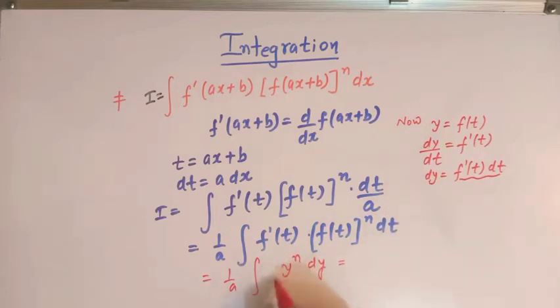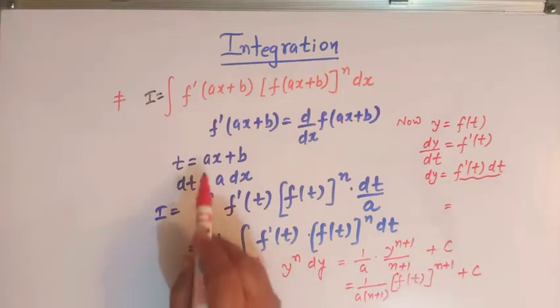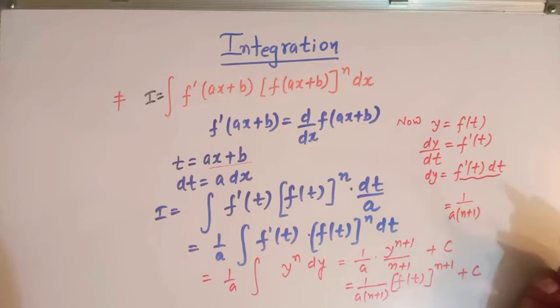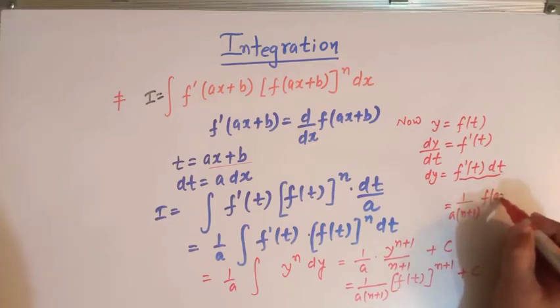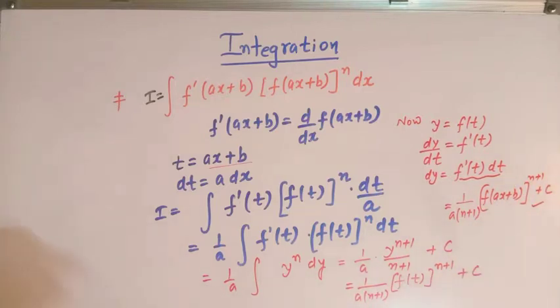Now the integral of this function is very easy. This is 1 upon a times y raised to n plus 1 divided by n plus 1, plus c. Now this is a times n plus 1. For y we can write f of t raised to n plus 1 plus c, and for t we can write this value. So this is 1 over a(n plus 1) and f of ax plus b raised to n plus 1, right, plus c. So this is the required integral.